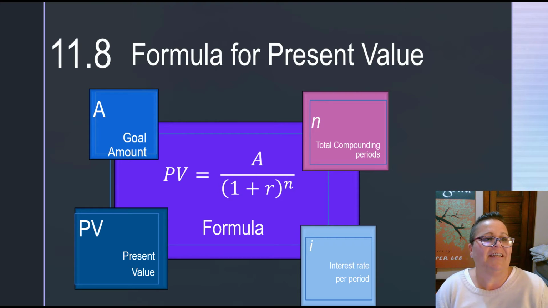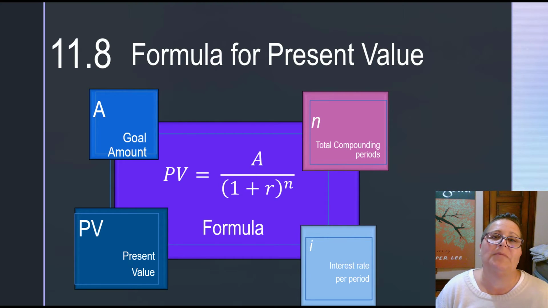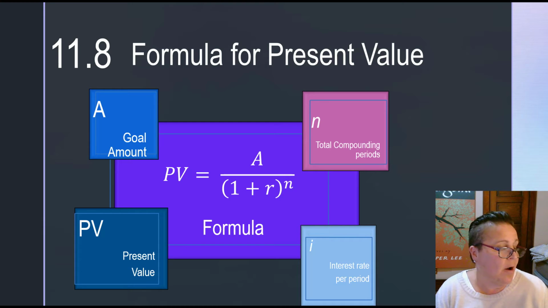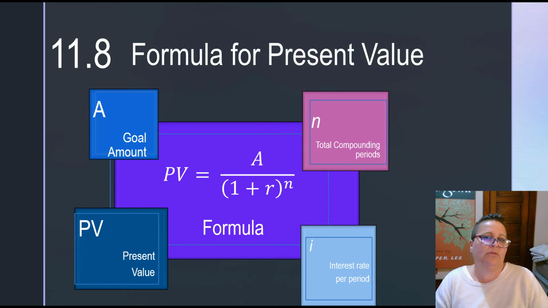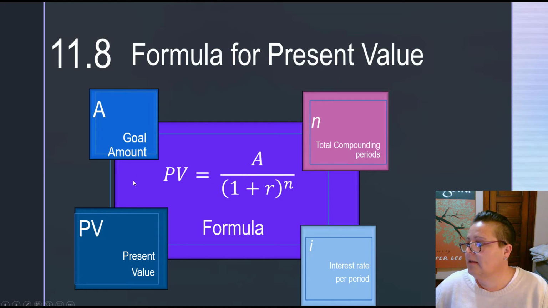The last section is 11.8, and this is the formula for finding present value. Now, our formula for finding present value is a rearrangement of the compound interest formula, and it says that the present value is equal to the amount, that's your goal amount or compounded amount, divided by 1 plus I, interest rate per period, to the nth power. 1 plus I to the nth power.